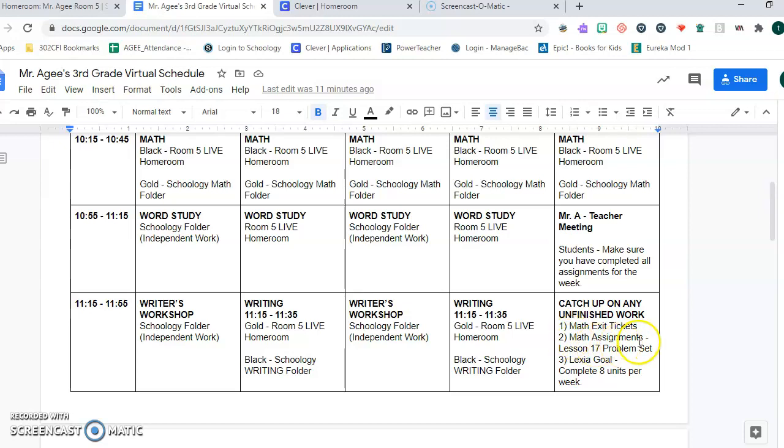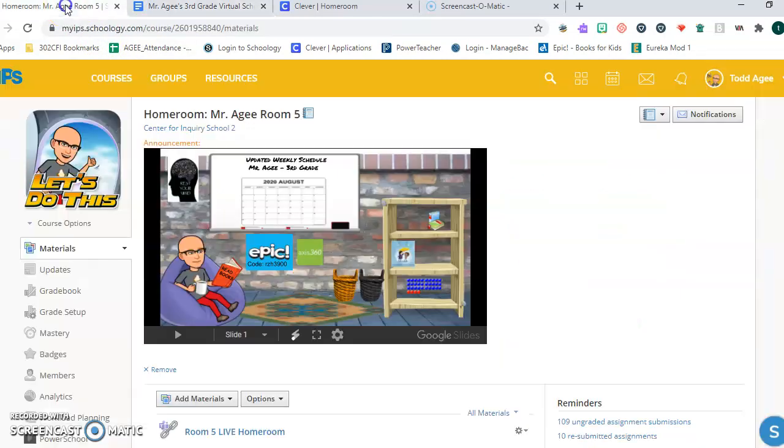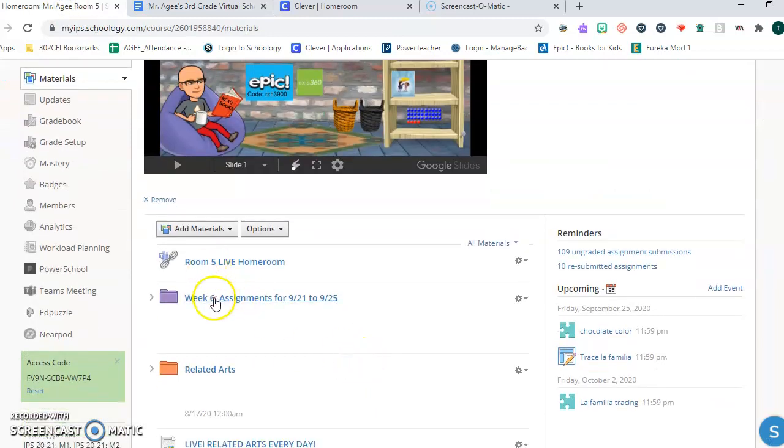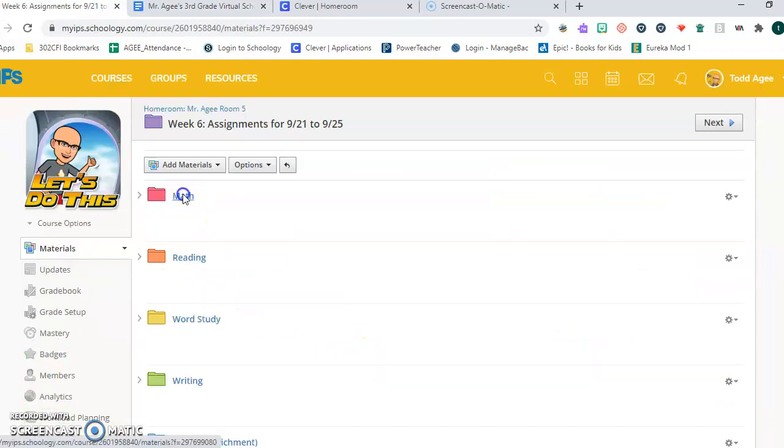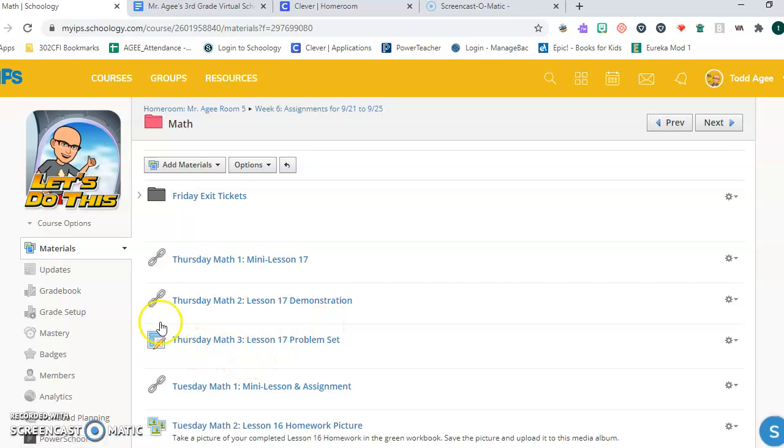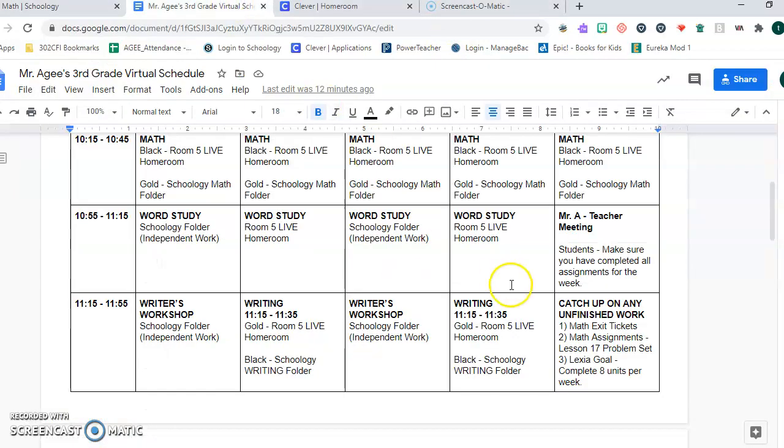You've got an assignment that was due on Thursday. Many people haven't turned this in. Lesson 17 problem set. If you look into that math folder, it's right here in the math folder, right? You're always looking for this one, the lesson 17 problem set. Some people have completed it, some people have not. If you're one of the people that haven't, now's the time to do it, or this morning is the time to do it.